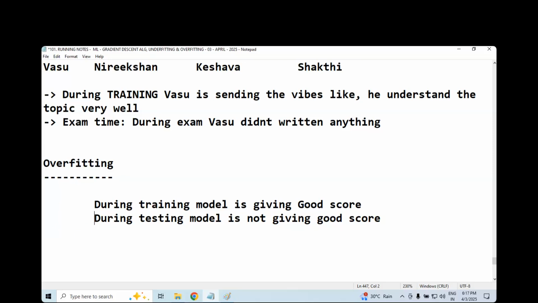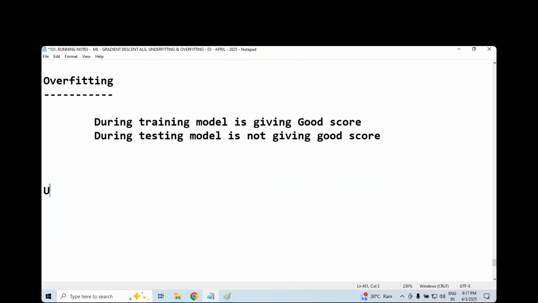Damn sure, interview question. During an interview, definitely they will ask: explain about overfitting. What do you mean by overfitting? During training, less score. Model means algorithm. I'm sorry, sir, let me take that back. During training, the model is giving a good score. But during testing, the model is not giving a good score. You can also call it a less score or small score. Now I'm sure you understand overfitting. Now what is the next topic? Underfitting.